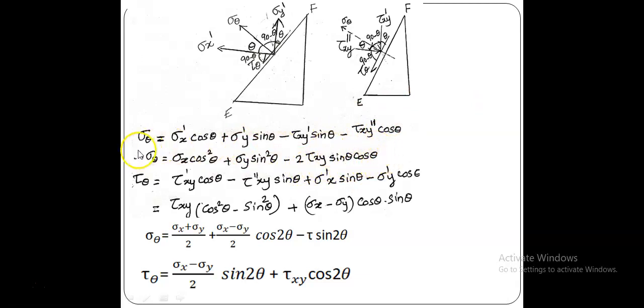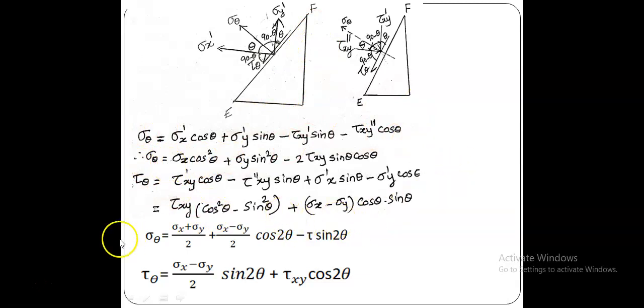So this is the formula required to find the normal stresses on this inclined plane due to the sigma x and sigma y acting on two planes. In addition, tau xy is also acting. Okay, this is the formula to be used.